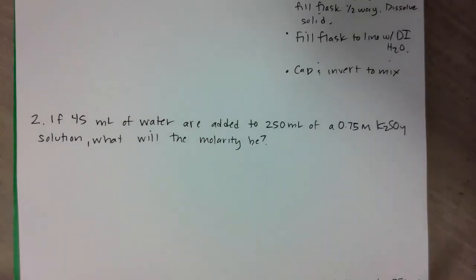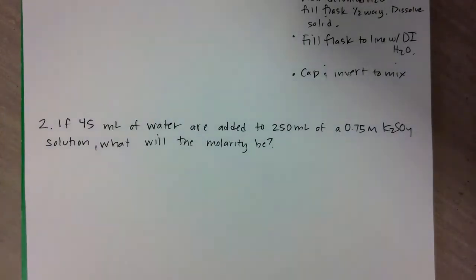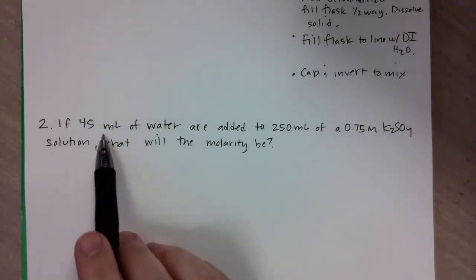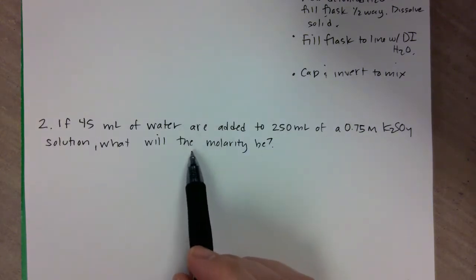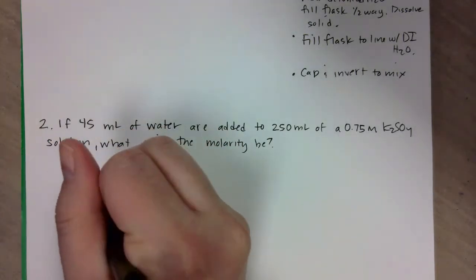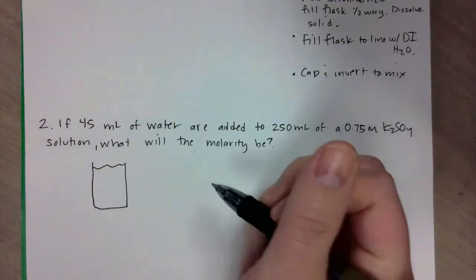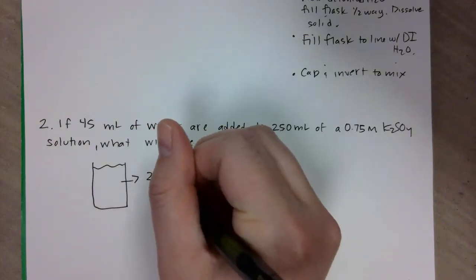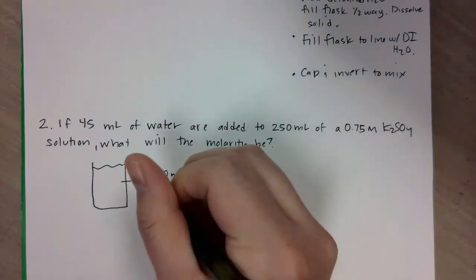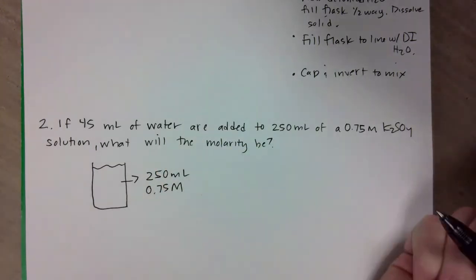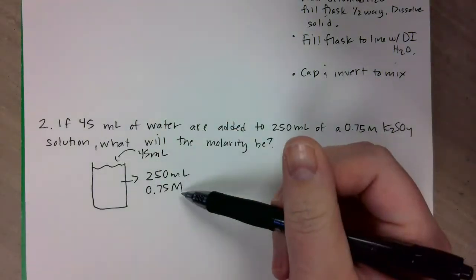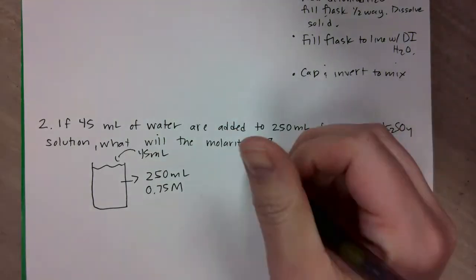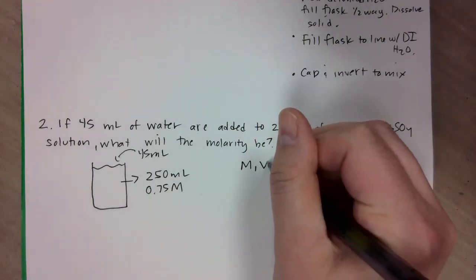Now, the second question I'm going to give you is the one about making something from a previously existing solution. If you read through this problem, it says if 45 milliliters of water are added to 250 milliliters of a solution, what will the molarity be? So you have a beaker, or volumetric flask, or whatever you want to call it, with 250 milliliters for its current volume, and it is 0.75 molar. If I add 45 milliliters more water, it's going to make this concentration go down. And to figure out our new concentration, we can use M1V1 equals M2V2.